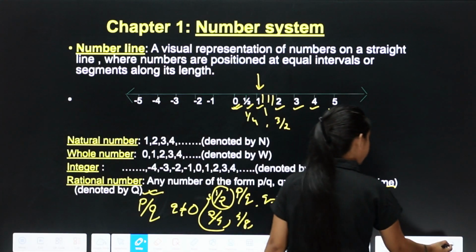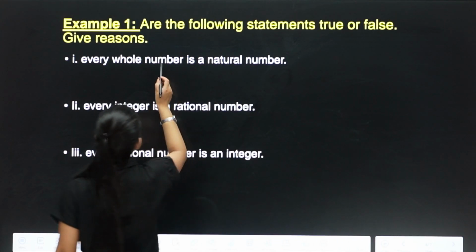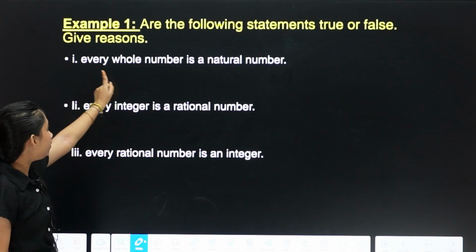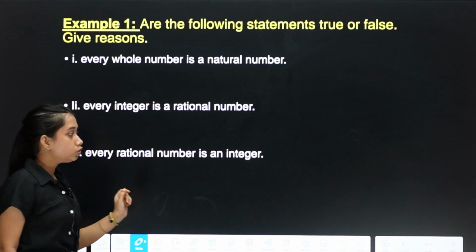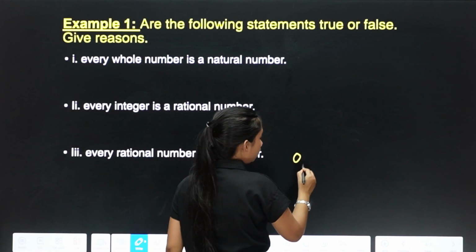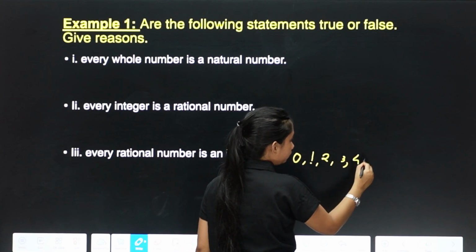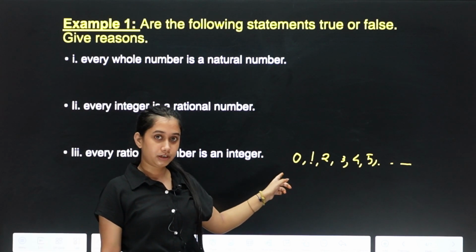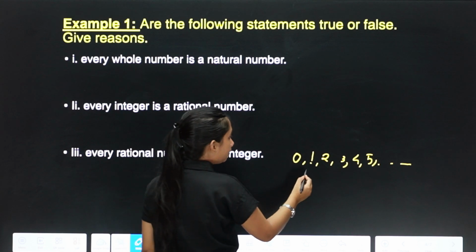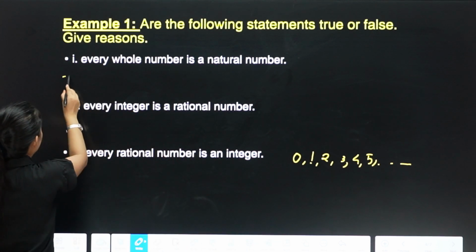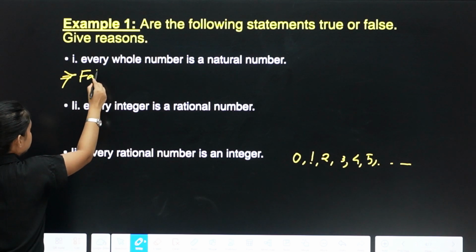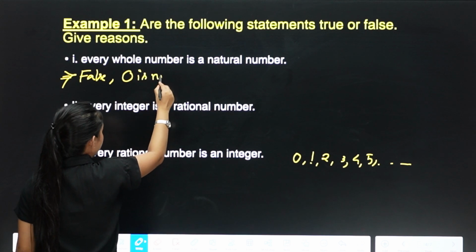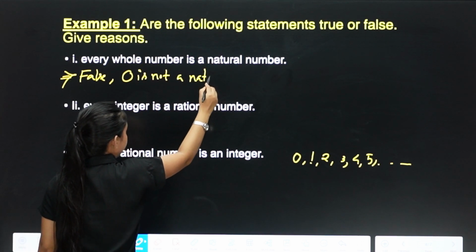Next, come to the next page, that is example 1. Are the following statements true or false? Give reason. The first one is every whole number is a natural number. We can see that whole numbers are 0, 1, 2, 3, 4, 5 and so on. So is 0 a natural number? No. Since 0 is not a natural number, the statement is false.